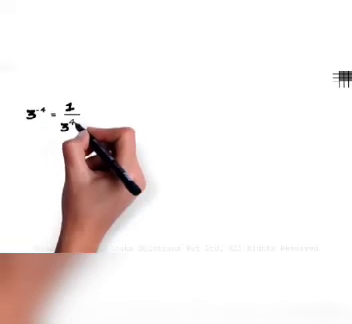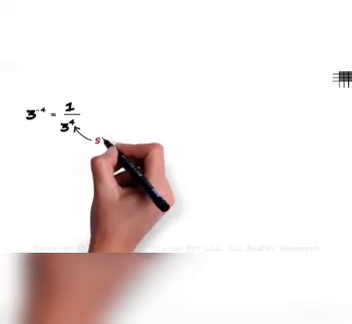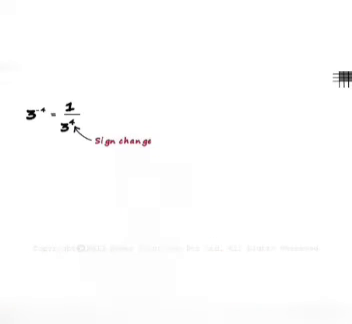There's a very simple trick we need to understand here. Consider 3 raised to minus 4. When we have to write it down as a positive exponent, it equals 1 divided by 3 raised to 4. So all we did here is change the sign of the exponent and wrote it under 1.